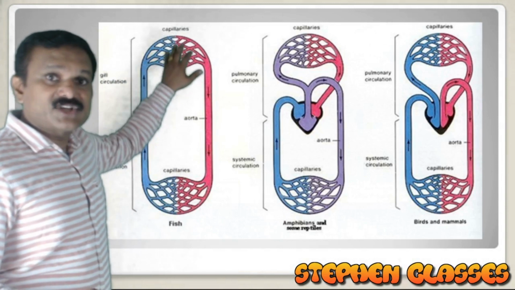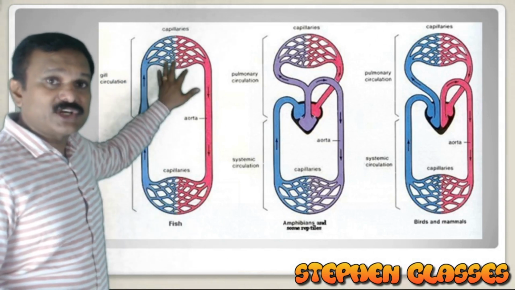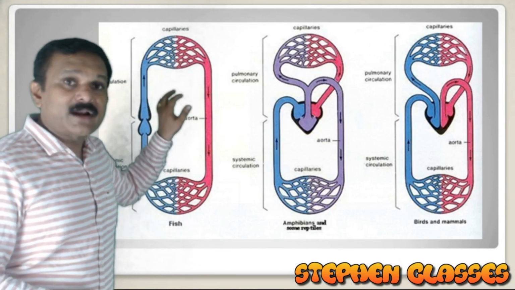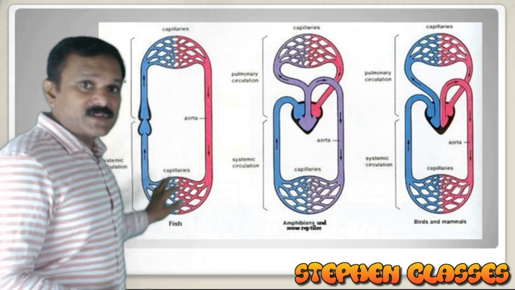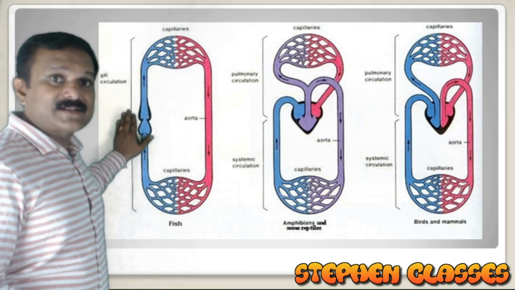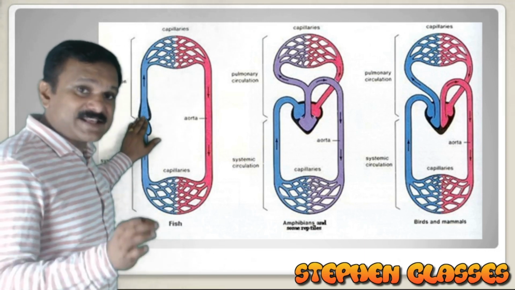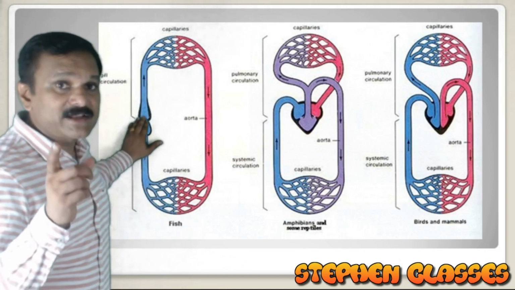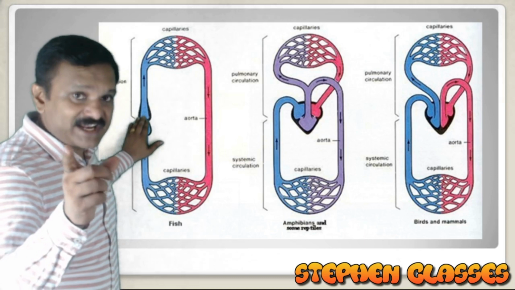In the case of fishes, they have only 2 chambers for their heart, one auricle and one ventricle. So the circulation will be more or less like this. Always a venous blood will be received by their heart. That is why their heart is called venous heart.